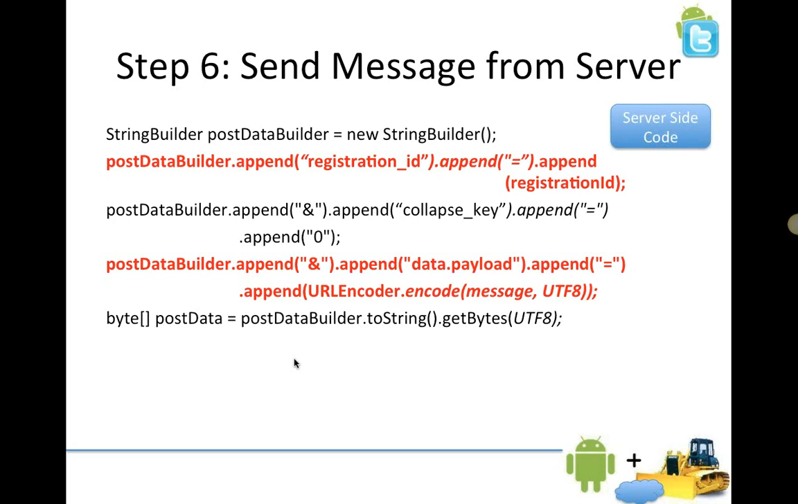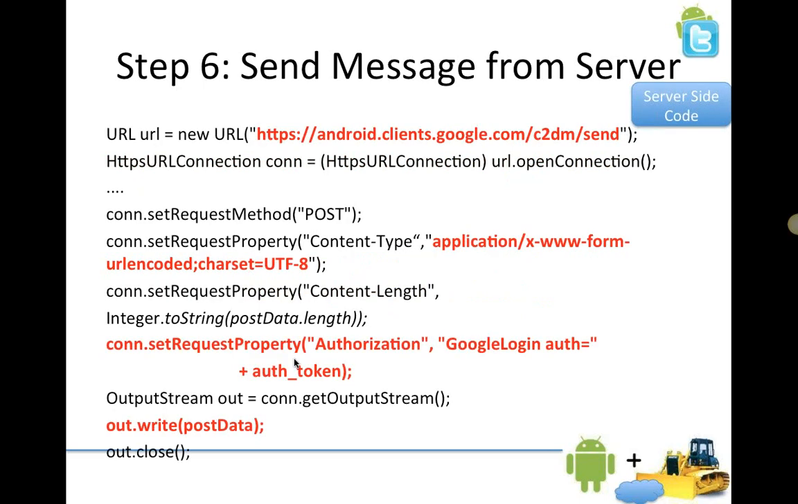Then I'm going to open a connection with android.clients.google.com, C2DM, send. And then I'm going to post my data to that particular URL. And that's it. The message gets queued up on the server, on the Google Cloud, and immediately goes to the device. If the device is not running, the message actually stays on the cloud. And when the device comes up, the message goes, and the application receives the message.